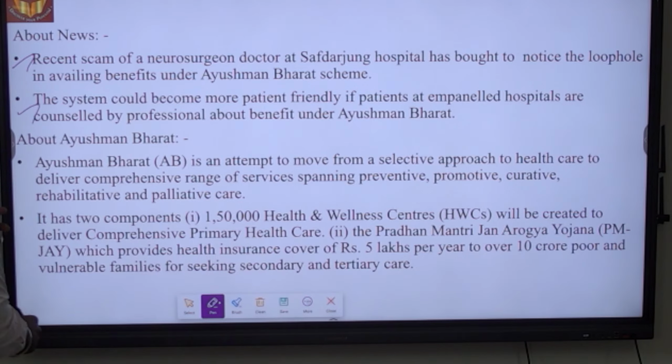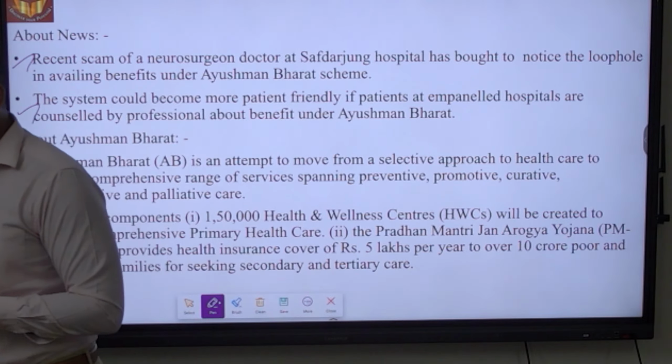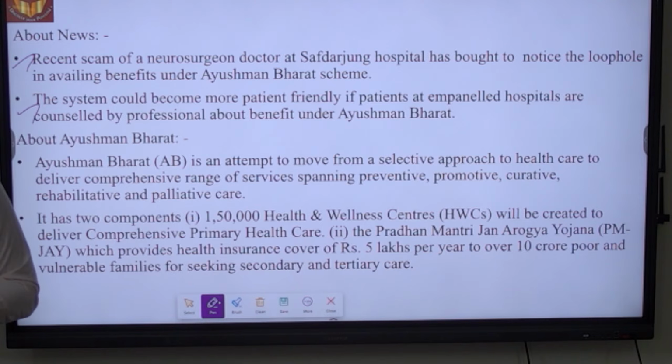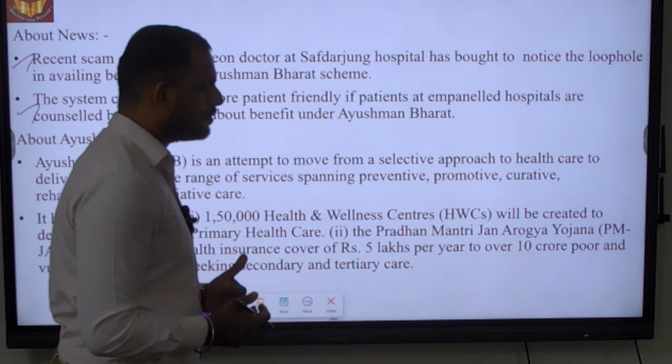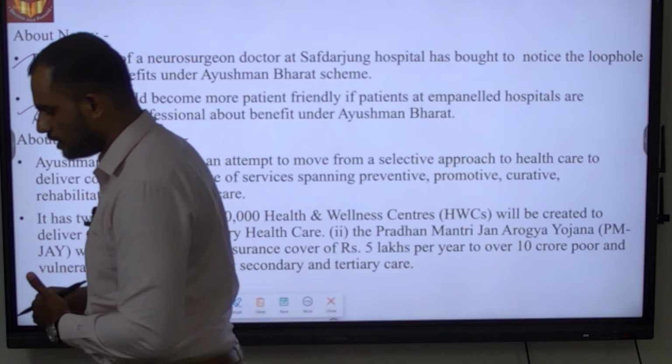So what the article has mentioned is the system should become more patient friendly, and it should empathize with the needs as well as emotions of the people. So the suggestion they have given is that a professional advisor needs to be present at every hospital, who gives counseling to the people coming to the hospital about their benefits under different types of schemes under state as well as central government. This is the suggestion given by the author of the particular editorial which came today.